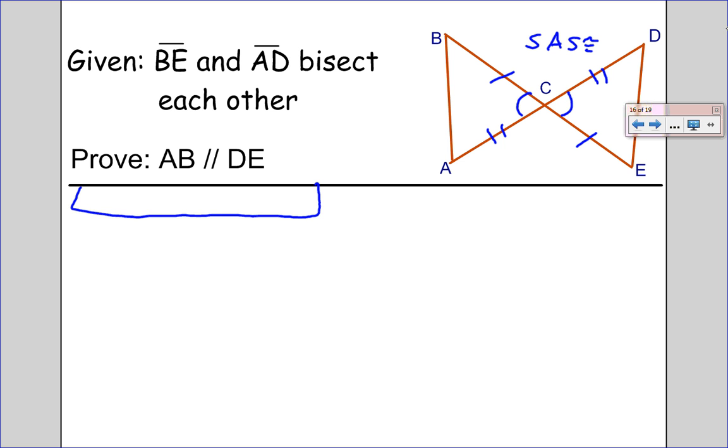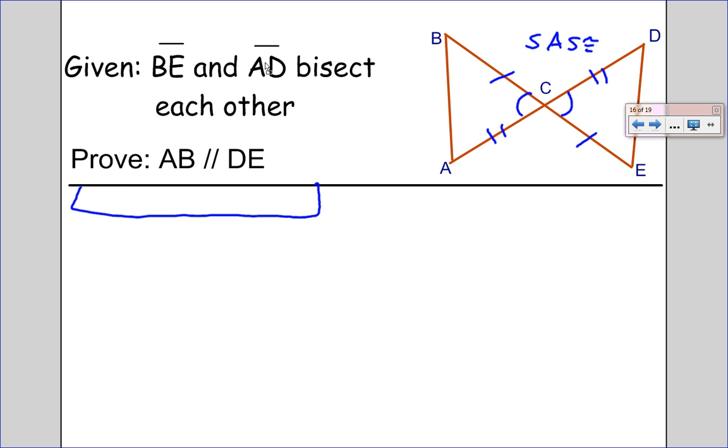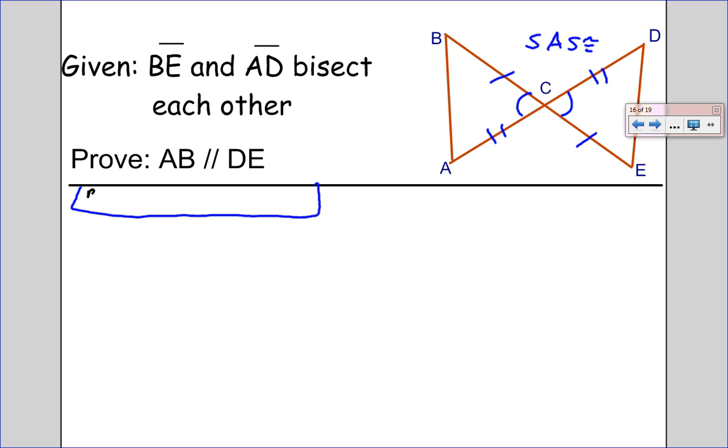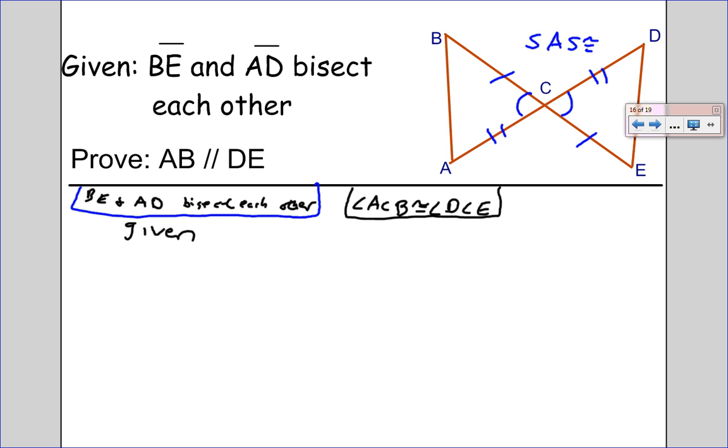We got a big old given at first that we can put in the box there. BE and AD bisect each other. I know the handwriting is kind of messy, but I'm just copying in. Given. Also up top, I got the fact that angle ACB is congruent to angle DCE, and that's, of course, by vertical angles.